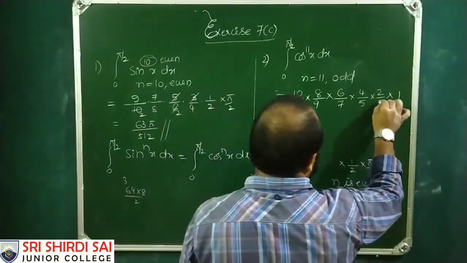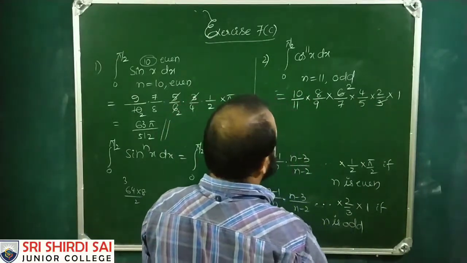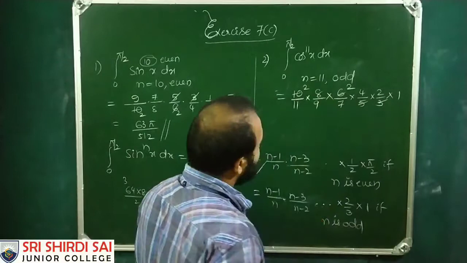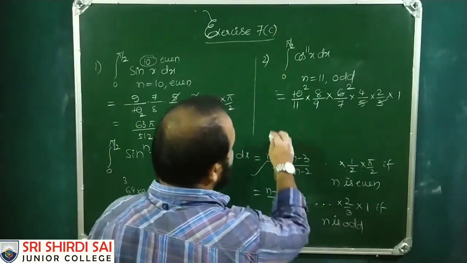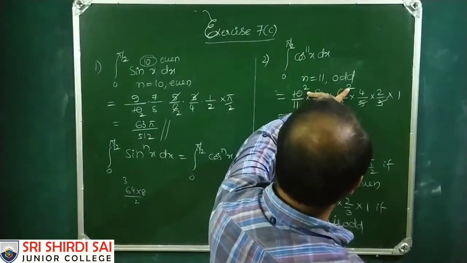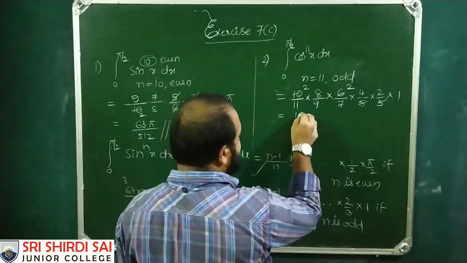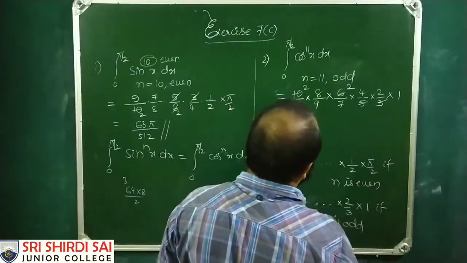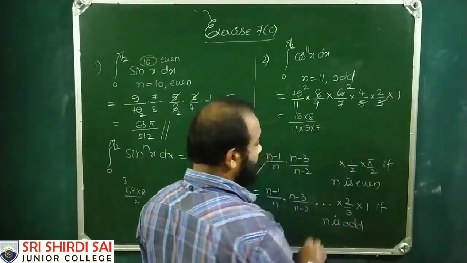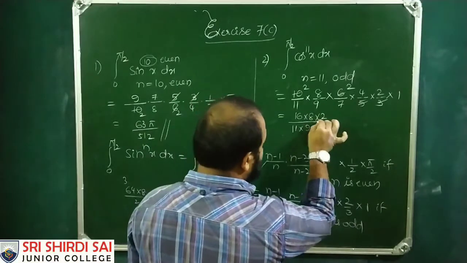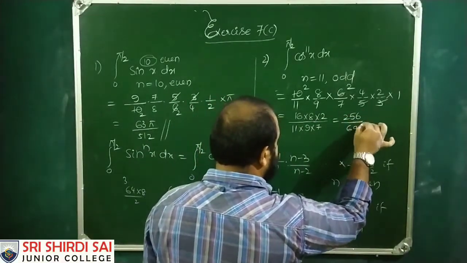So here 3 2s are 6. Okay. So next 5 2s are 10. And that's it. 2 2s are 4. 4 4s are 16. 16 8s. So 16 into 8 by 11 into 9 into 7 into 2. This is equal to 256 by 693.